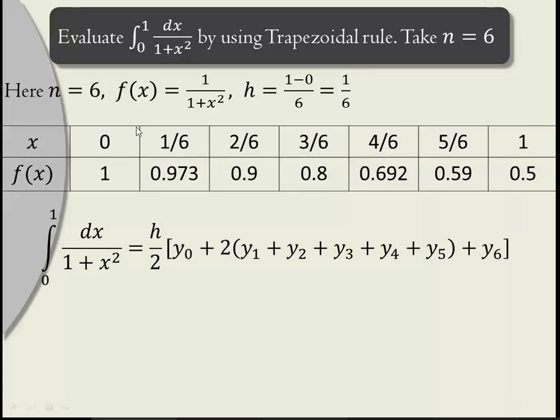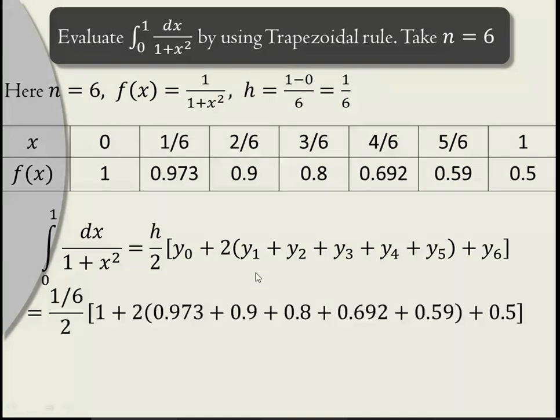There are a total of 6 terms, so we are having up to y6. So it is y0 plus y6 plus 2 times all the remaining terms. Just put these values into this formula. y0 is 1, yn is 0.5, plus 2 times the addition of all the rest of the terms. So simplify it. h is 1 by 6 divided by 2, and doing this simple calculation, addition of the terms and multiplied by 1 by 6 into 1 by 2, that gives us 0.7842. Okay. So very easy.